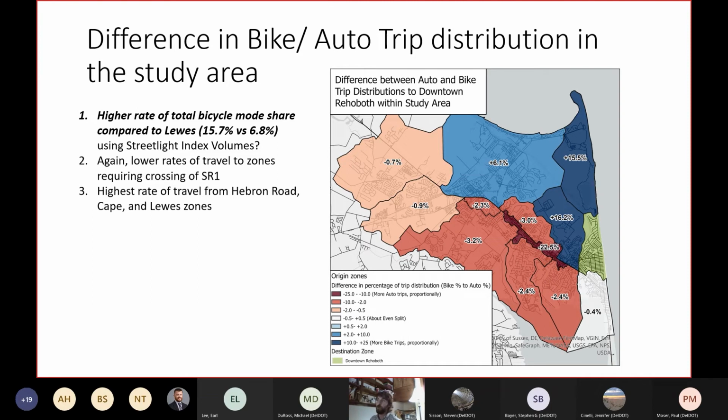So if you looked at the total bicycle mode share, which is the total sample size, total vehicle trips, and total bicycle trips recorded internally and externally for both Lewes and Rehoboth, Rehoboth had 15.7% of all trips done by bicycle within the study area, whereas Lewes was about 7%. So again, don't put much faith in those numbers, but still something interesting using that Streetlight Index volume data. And again, the lower travel rates if you had to cross Route 1, still very interesting in my opinion.